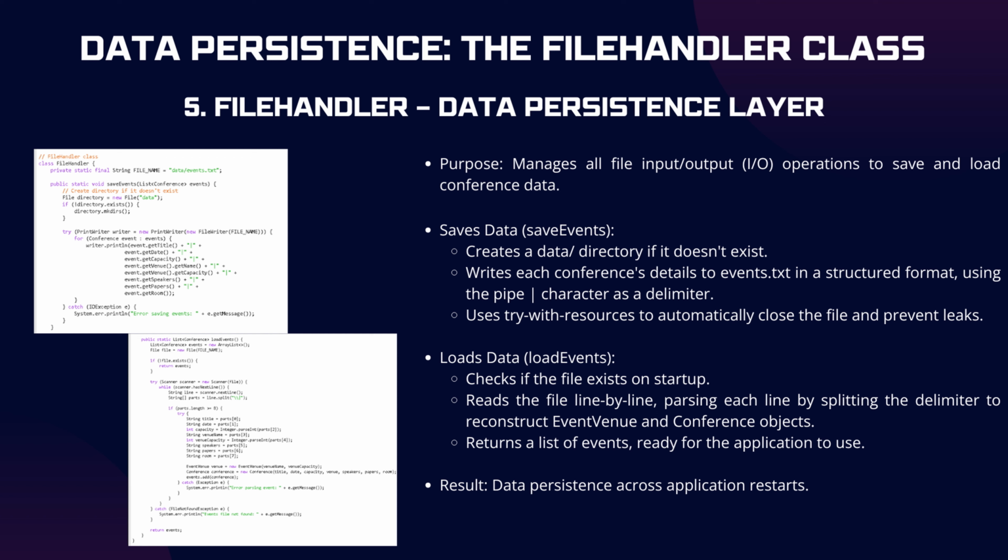This is the reverse process. It reads the event.txt file. It goes line by line, and for each line, it uses the split method to break the string back into its individual parts. It then takes these parts and uses them to rebuild the conference and event venue objects.